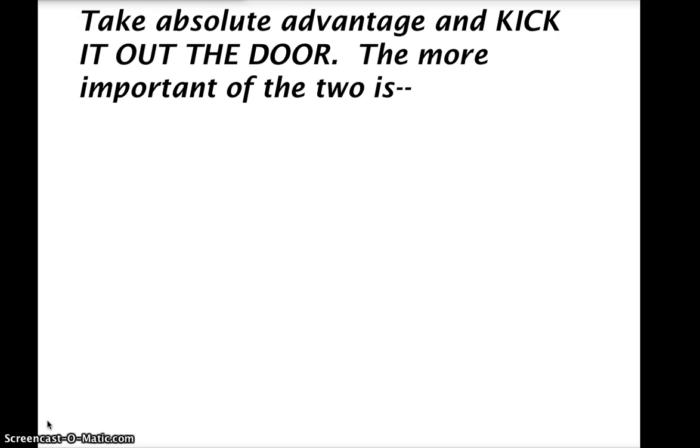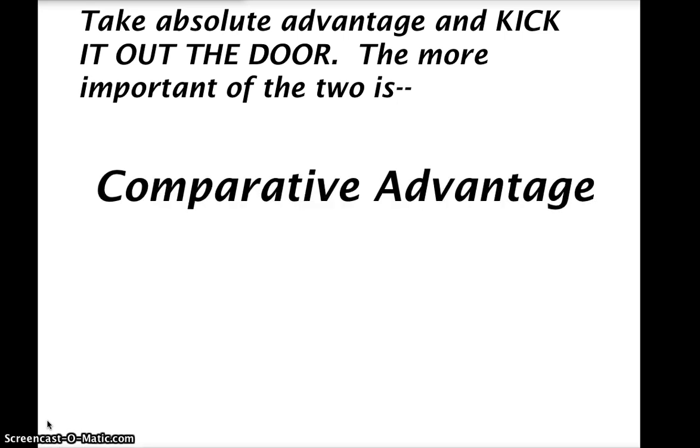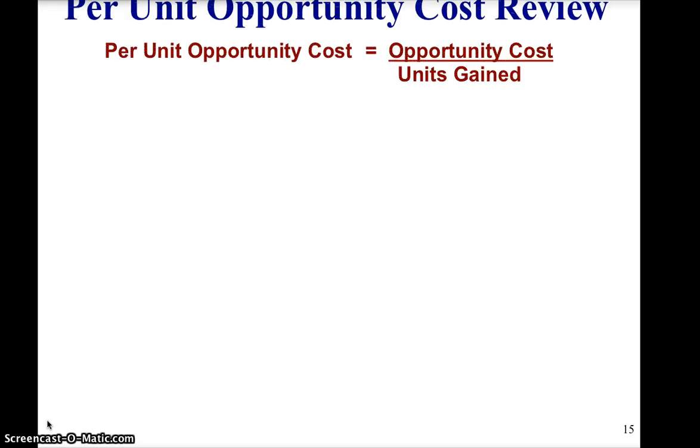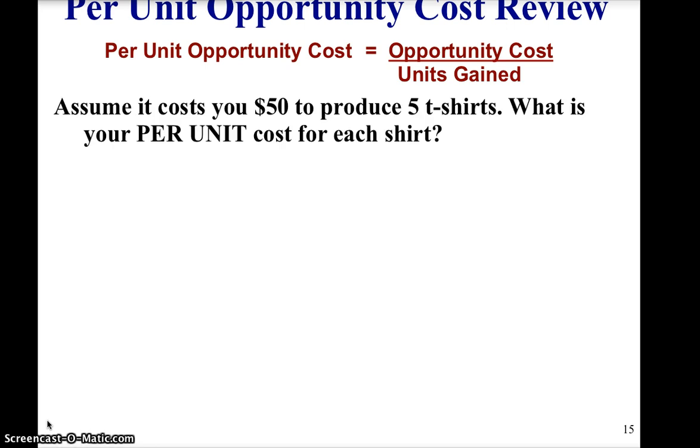So from this moment further, even though we need to know what absolute advantage is, we basically kick it out the door. The much more important of the two is comparative advantage. So again, we look at per unit opportunity cost. We look at the opportunity cost compared to the units gained. So assume it costs you $50 to produce 5 t-shirts. What is your per unit cost for each t-shirt? Well, it looks like it costs you $10 for each t-shirt.